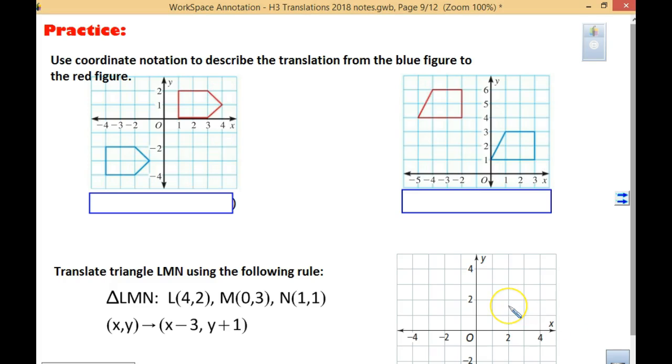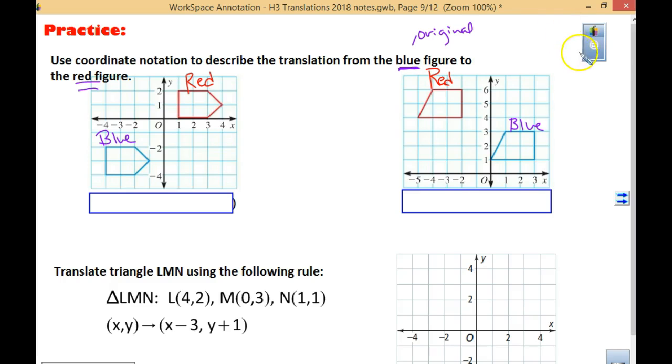So, right now you are asked to describe the rule for the top 2. What I'd like you to do is put the word red and blue by the figures. Because you can't really tell, please write the word red here, so you know which one is red and which one is blue. Write that in your notes, because it's really hard to tell. You're asked to describe the transformation from the blue, which means the blue is our original, to the red, which is the new figure. And it matters hugely which one is your first one.